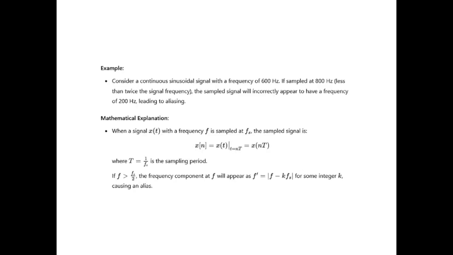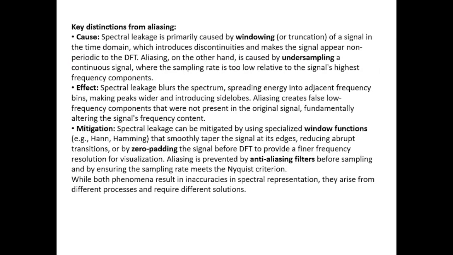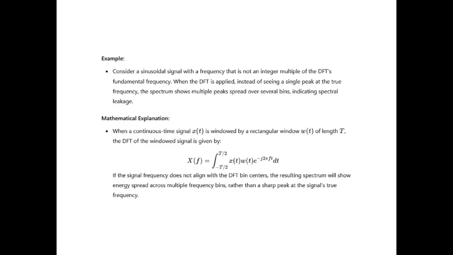So aliasing I have already discussed. Then there is a term called spectral leakage. So in the spectral leakage, what happens? The definition of spectral leakage is it occurs in spectral analysis, particularly when the discrete Fourier transform is performed, and refers to the spreading of the signal's energy across a range of frequency bands in the computed spectrum. Okay. So what is happening over here, spectral leakage?